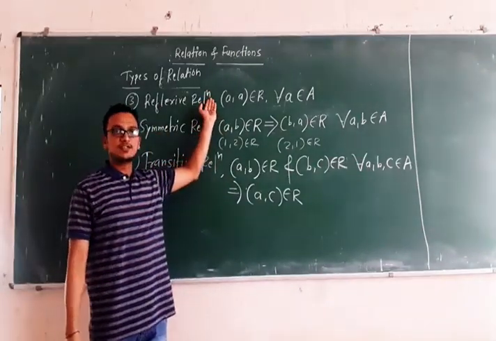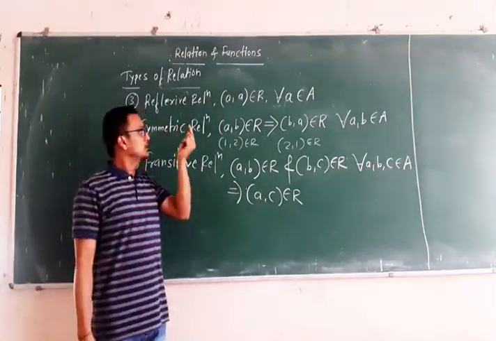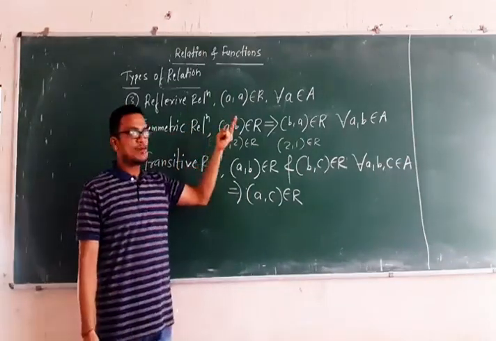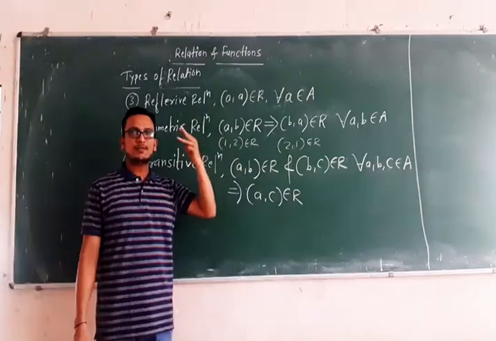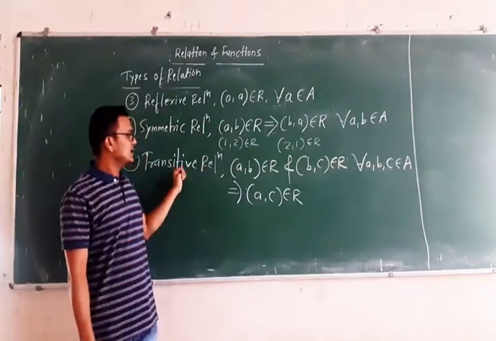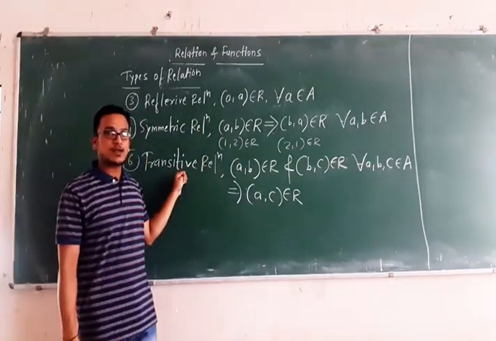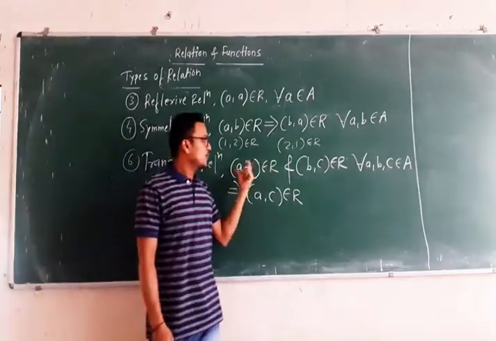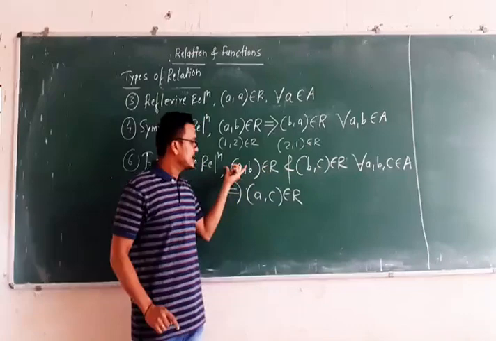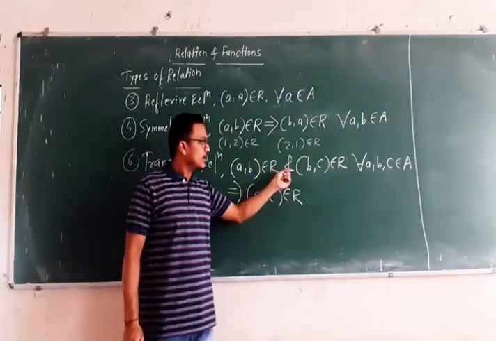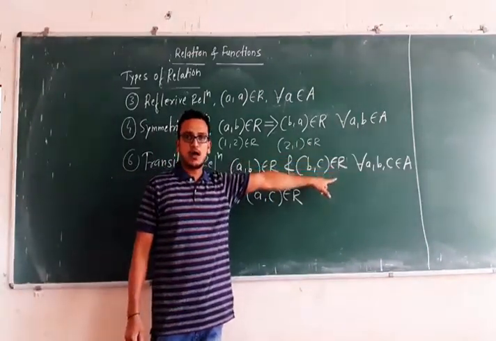So to define reflexive, we require a single element. To define symmetric relation, we require two elements A and B. But to define transitive relation, we require three elements A, B, and C. But when you call a relation transitive, you must first have these two ordered pairs in the relation, that is, (A, B) belongs to R and (B, C) belongs to R.